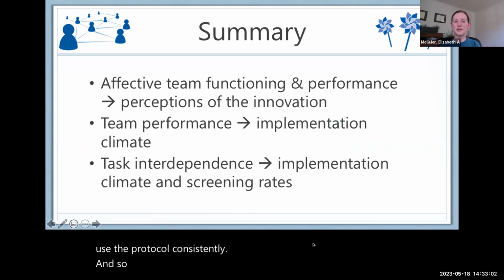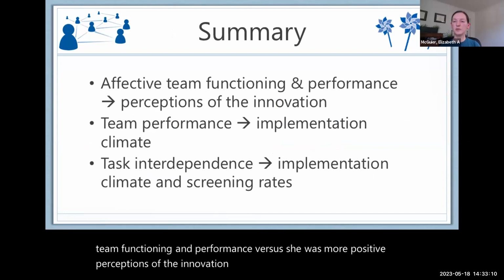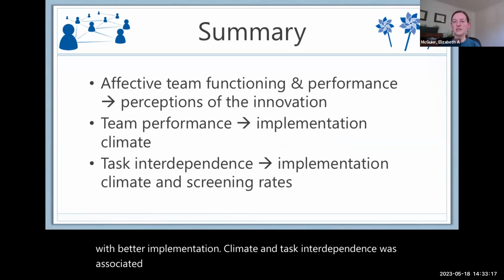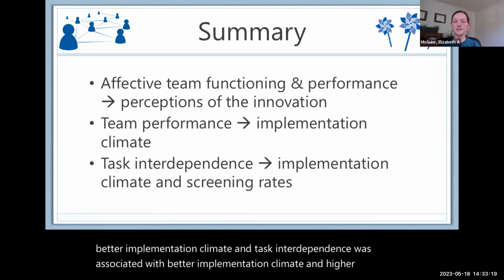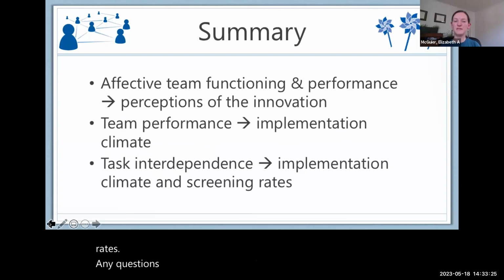So, a summary of our quantitative findings: we found that affective team functioning and performance were associated with more positive perceptions of the innovation. Team performance was associated with better implementation climate, and task interdependence was associated with better implementation climate and higher screening rates. Any questions about the quantitative findings before I discuss a little bit of the qualitative?